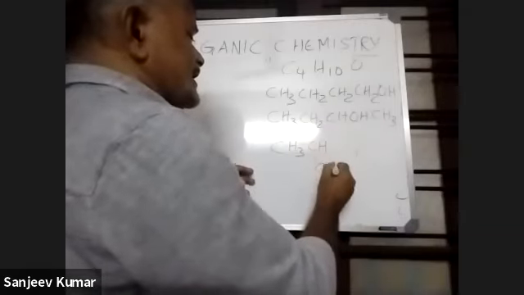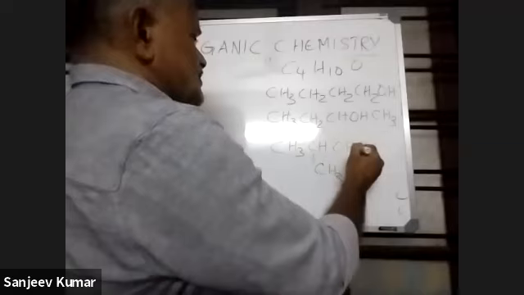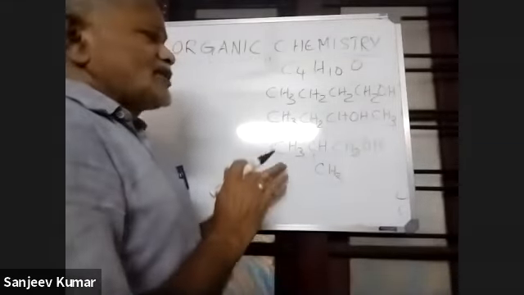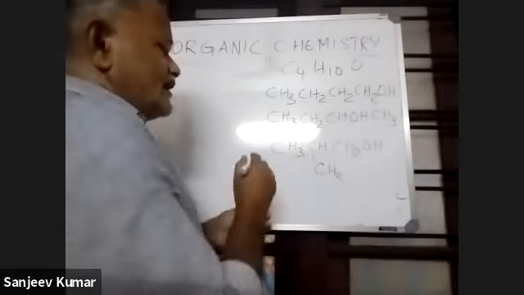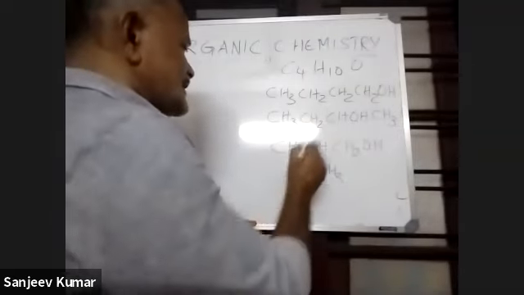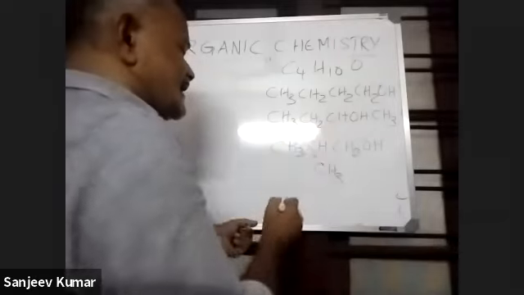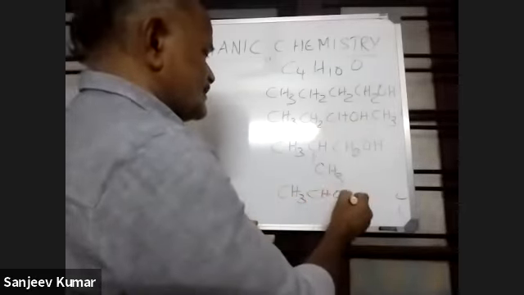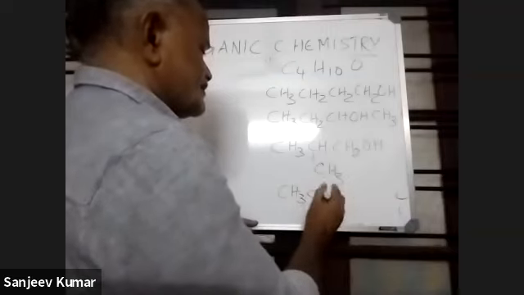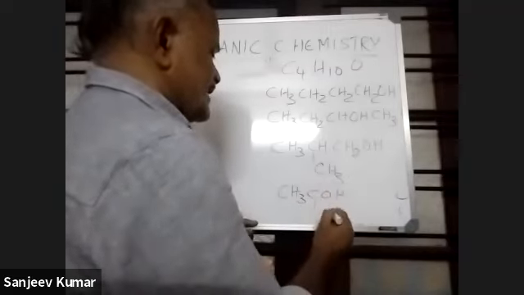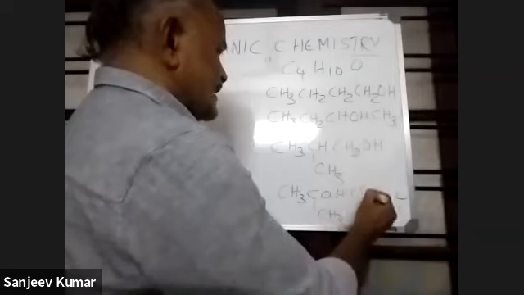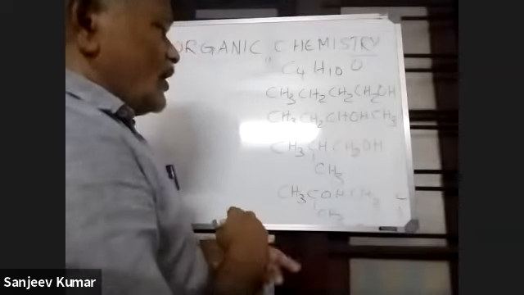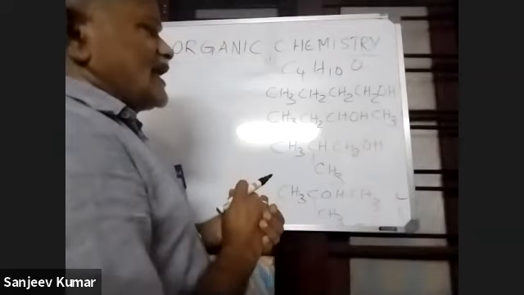CH3CH(CH3)CH2OH. This is 2-methylpropan-1-ol or isobutyl alcohol. And if the OH group is on the second carbon atom, (CH3)3COH. This is 2-methylpropan-2-ol or tertiary butyl alcohol.